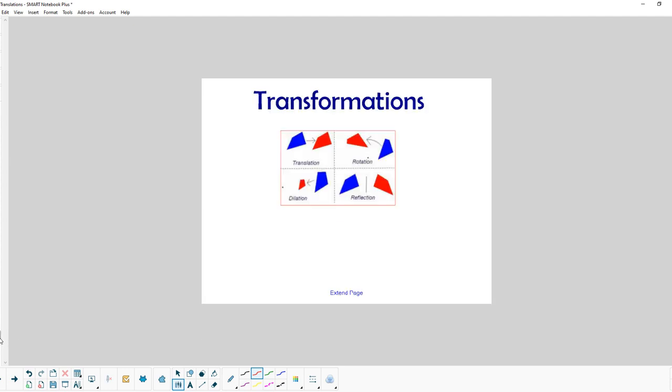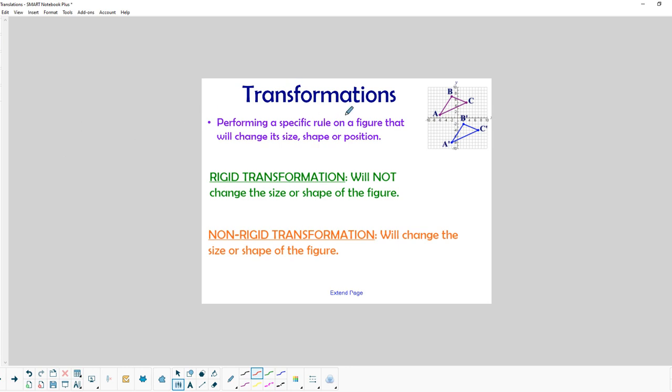Okay, moving along. So today we're talking about transformations, and there's 3 or 4 different kinds. One is a translation, another is called a rotation, third called a dilation. That's where you make a smaller image bigger or a bigger image smaller. And then the last one is a reflection, where you just flip it over a line. So, first of all, we're going to talk about transformations, performing a specific rule on a figure that will change its size, shape, or position.